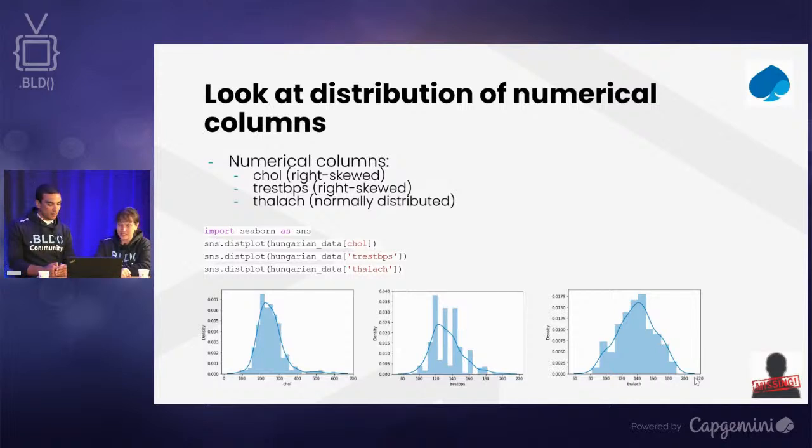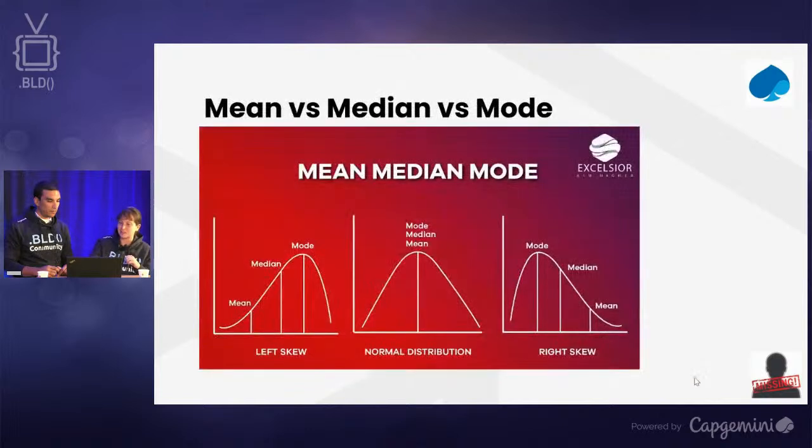Exactly. So now looking at this, we're plotting the distribution of the three numerical columns. You use the nice Seaborn package and plot firstly the chol column. Looking at this, it looks like it's skewed to the right. Skewed to the right means the tail goes out to the right-hand side. Then trestbps could also be slightly right skewed. And then thalach looks more normally distributed. So it's good to know that because if it's skewed, it means your mean, median, and mode are not on top of each other, which is nicely explained in the next slide.